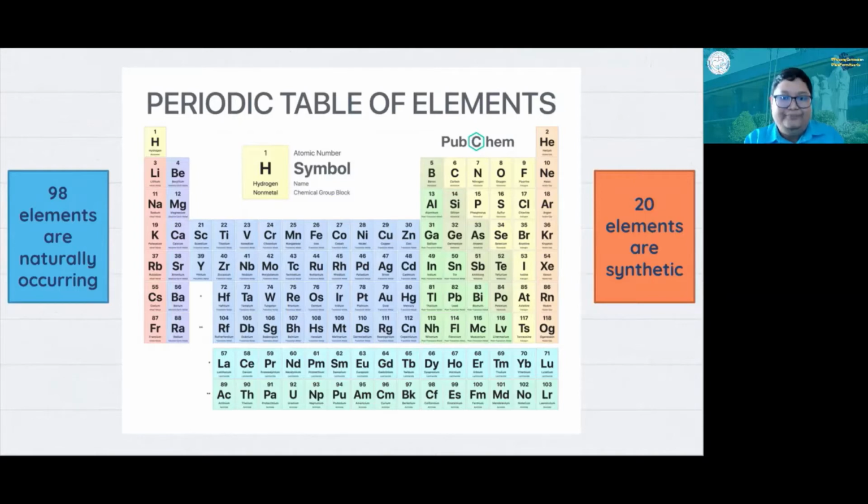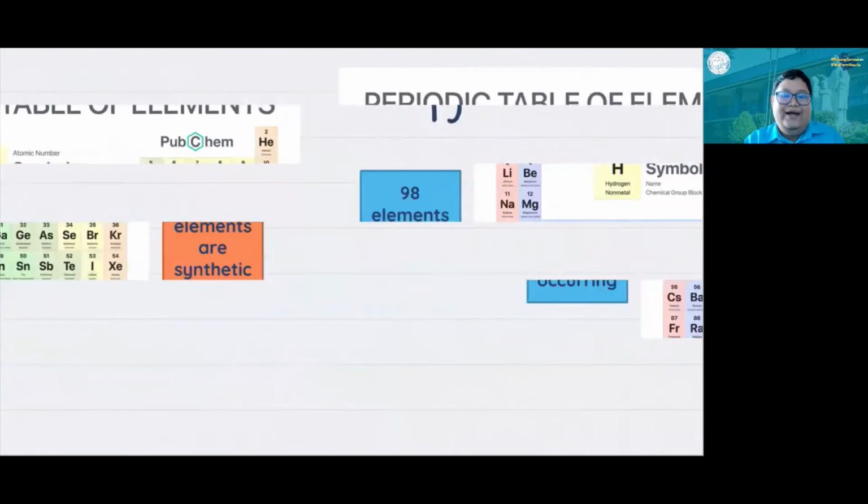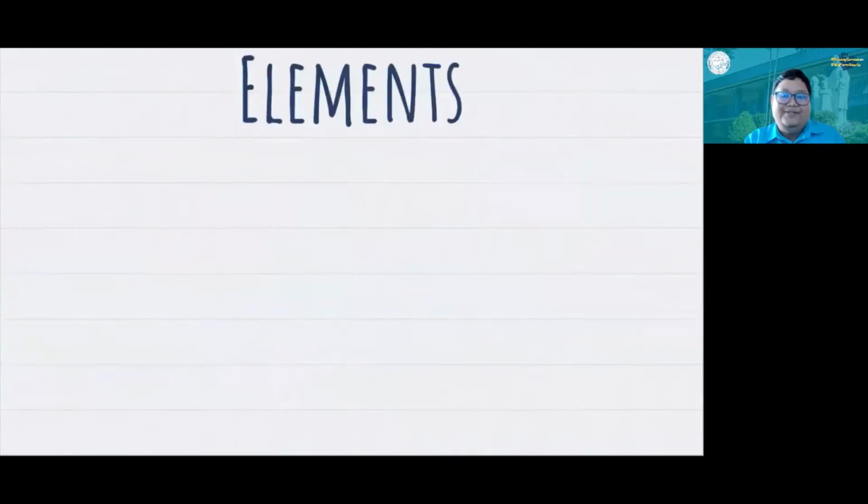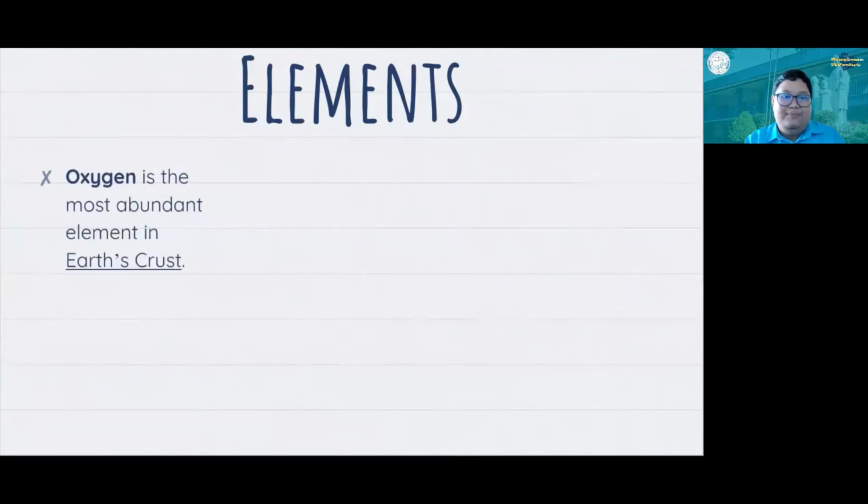Now, another thing about elements is in terms of the composition of our Earth's crust and the Earth's atmosphere. So let me just give you some information regarding the common elements. First, oxygen is the most abundant element in the Earth's crust.